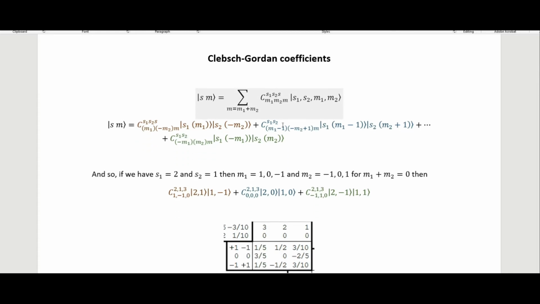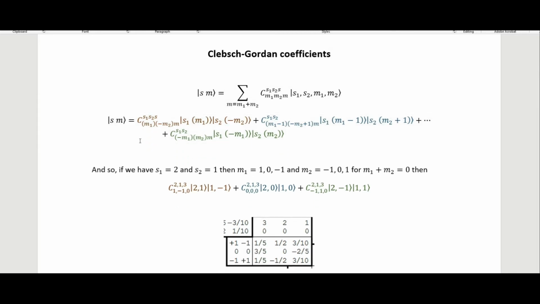And if we want to make this more explicit, we see that we have our C, and we keep the S1, S2, S on top. Then we go from M1 and M2, where M stays constant for our system. And then the next one is M1 minus 1 and M2 plus 1. And then we can keep going until we get to minus M1 and M2.